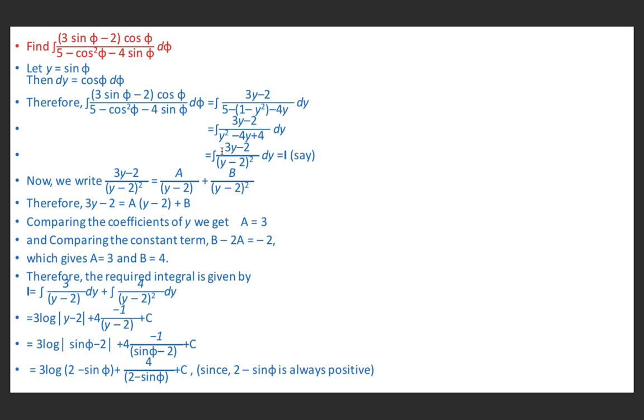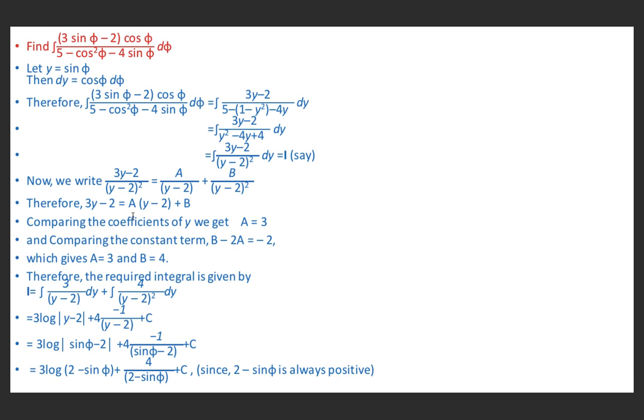Now we will reduce it into partial fractions. So this factor is repeating. So 3y minus 2 upon y minus 2 whole square equal to a upon y minus 2 plus b upon y minus 2 whole square. Now I think you understand how to write the partial fractions. On the right hand side, we have in the denominator y minus 2 whole square. So it means 3y minus 2 is equal to a into y minus 2 plus b, because in the denominator here you have y minus 2 whole square. So here it is only b.